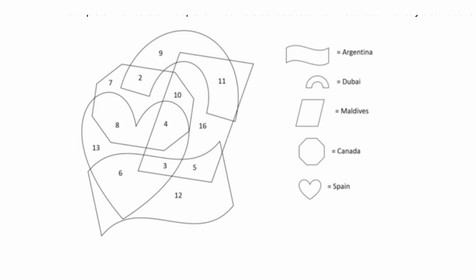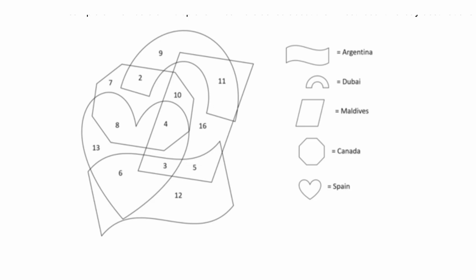So if you have a look at the diagram, we can see that the Maldives is represented by a parallelogram. And then Canada is represented by the octagon, Spain is the heart, Argentina is kind of the flag-like shape, and Dubai is the rainbow shape. So we want the number that overlaps in the space between Maldives, Canada and Spain, but it doesn't overlap with Argentina or Dubai. And with a bit of practice, your eyes can actually start to find these numbers quite quickly.